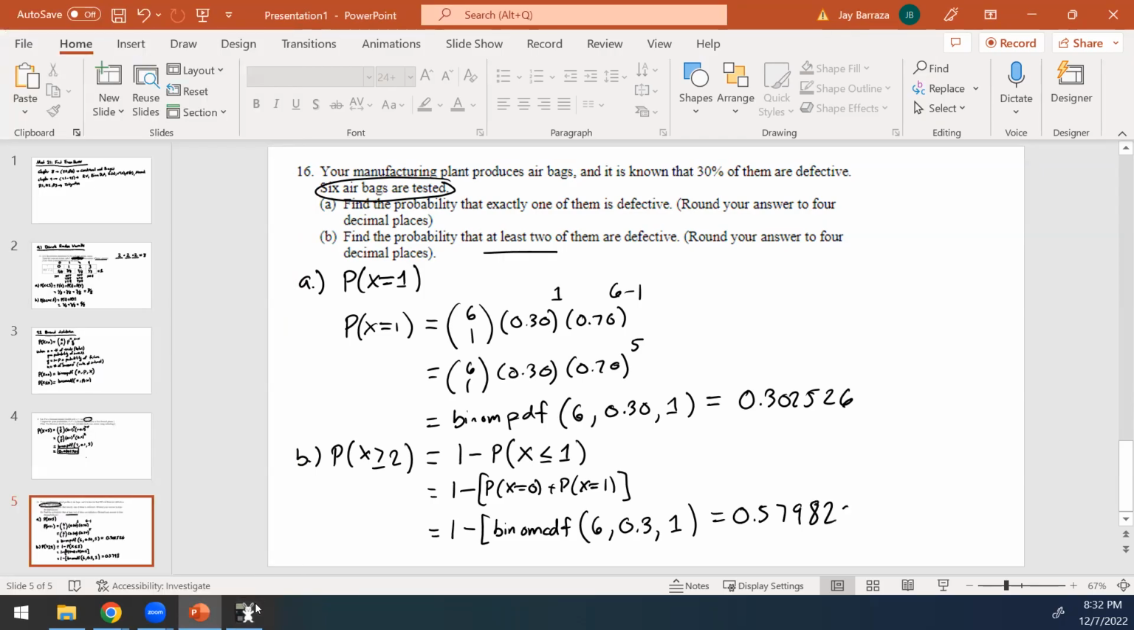0.579825. And then let's verify that is correct on the homework. Yeah, they just rounded to 4 decimal places. So we're good. Are there any questions on binomial distributions? I think that pretty much covers everything that we really could ask.